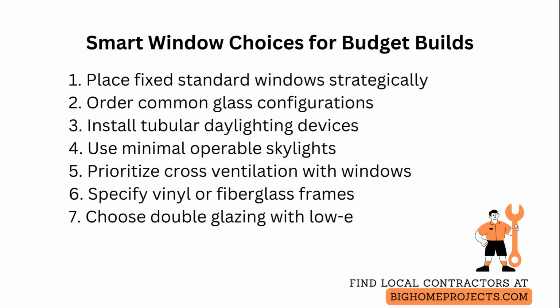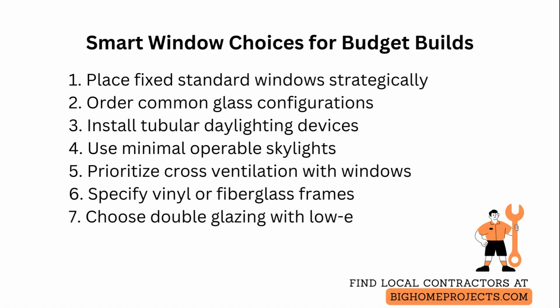For areas that need light but not a view, consider solar tubes, also called tubular daylighting devices, which fit through small roof openings and cost far less than a full skylight. Where ventilation is required, use a minimal number of operable windows placed to promote cross-ventilation and stack effect rather than adding many operable skylights which raise both installation and leak risk.